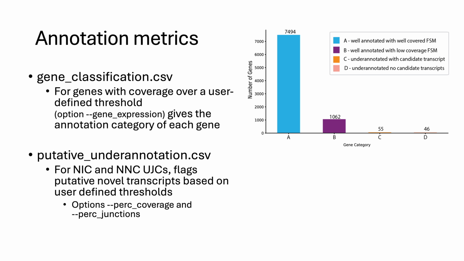The second file is putative under annotation.csv. This focuses on NIC and NNC UJCs, flagging potential novel transcripts that may not yet be in the reference annotation. These are identified using user-defined thresholds for coverage and junctions that we discussed in the flowchart earlier in this tutorial.